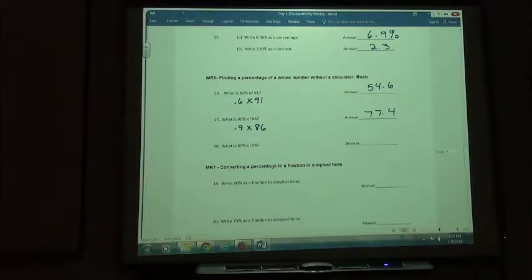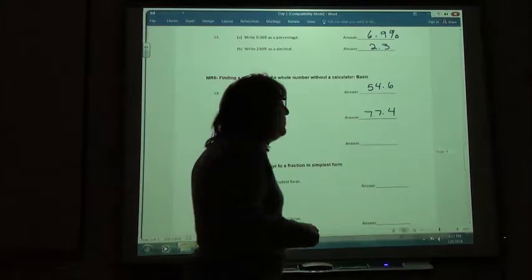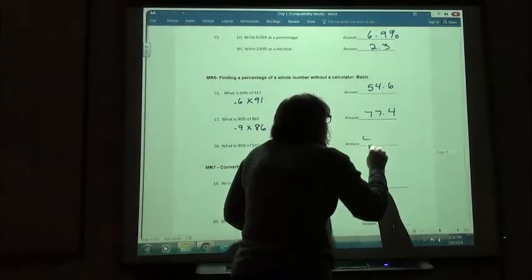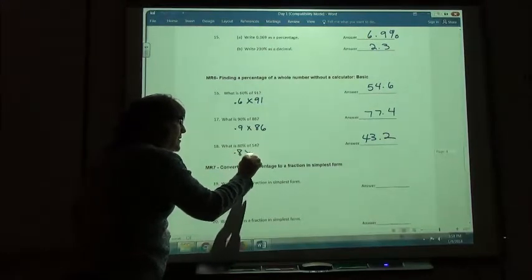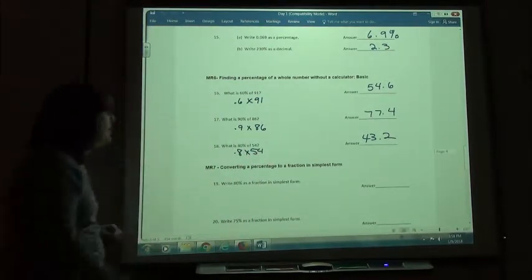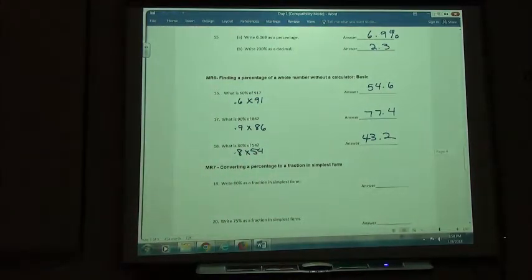That's what I got. So when you did 80% of 54, you got 43.2. 80%, 0.8 times your 54. Like I said, if you want to use your calculator, you can use your calculator. Alex thinks that you don't need it.